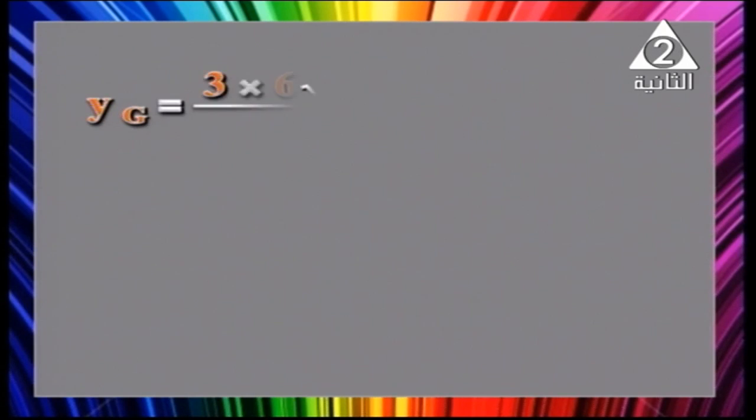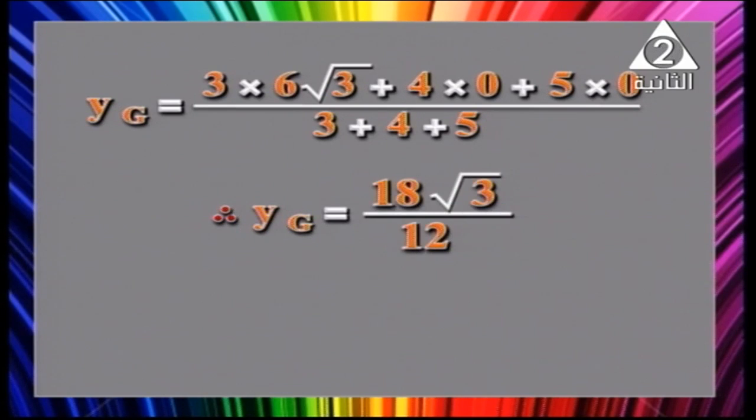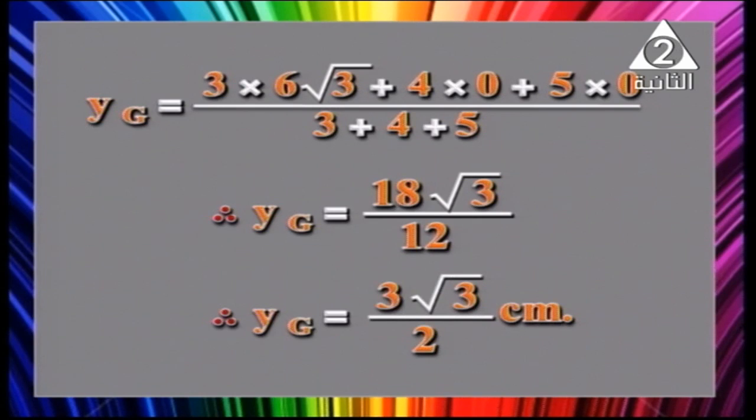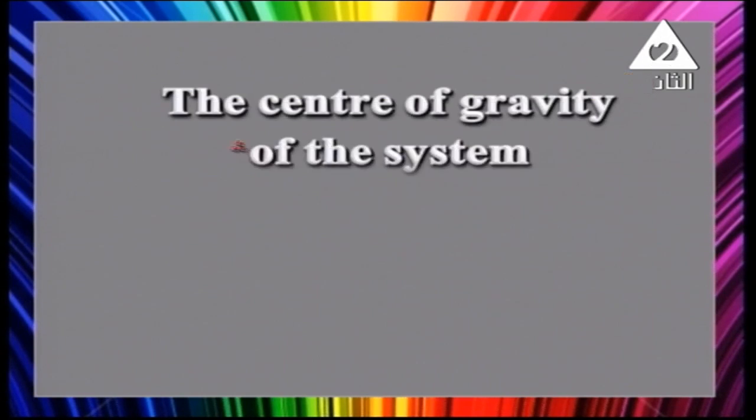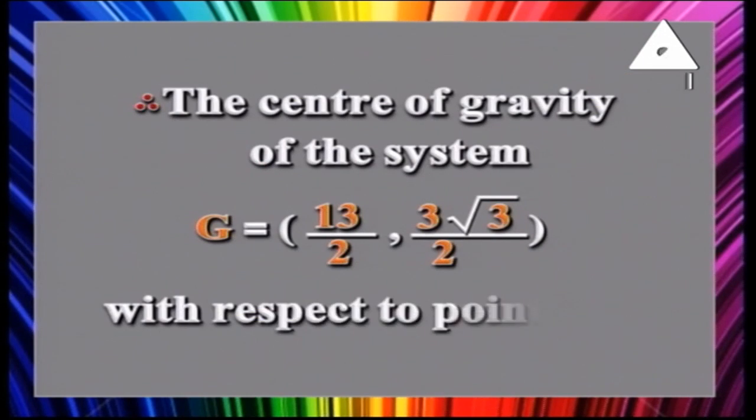My dear student, yg = (3 times 6 root 3 plus 4 times 0 plus 5 times 0) over the sum of mass. Therefore, the answer is yg = 3 root 3 over 2. This is the coordinate of the center of gravity, 13 over 2 and 3 root 3 over 2, with respect to the point B.